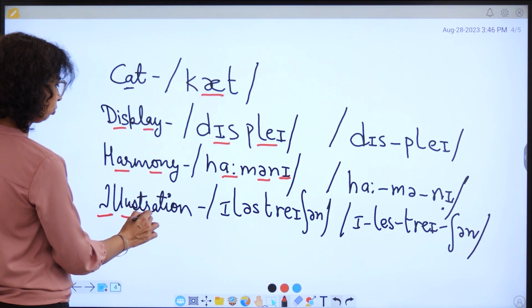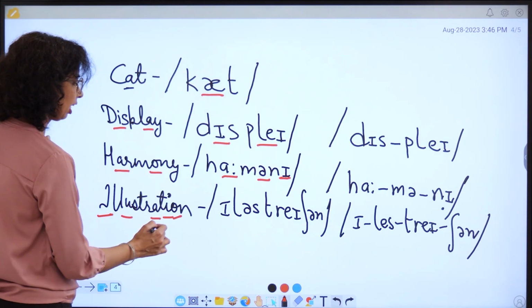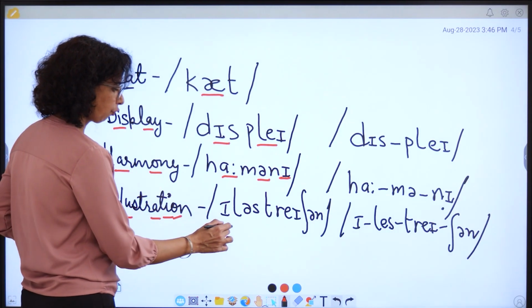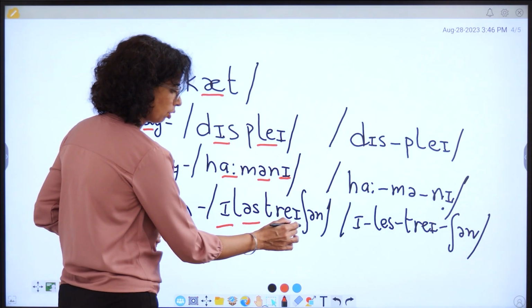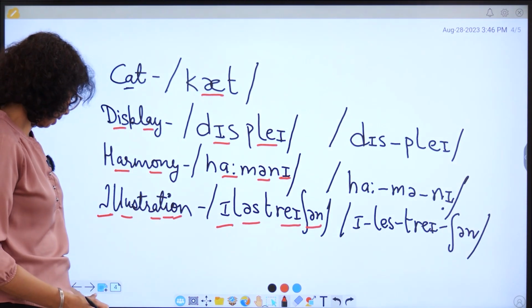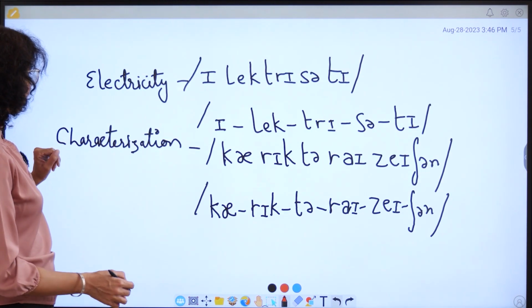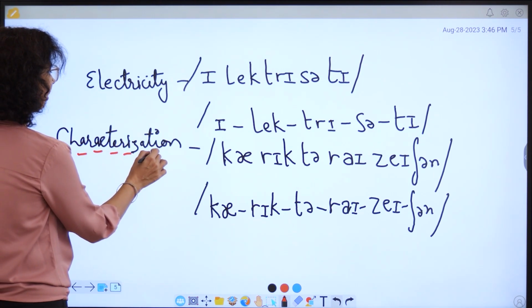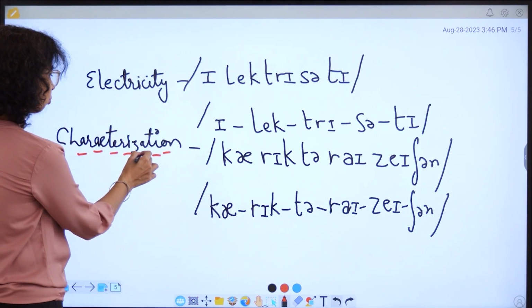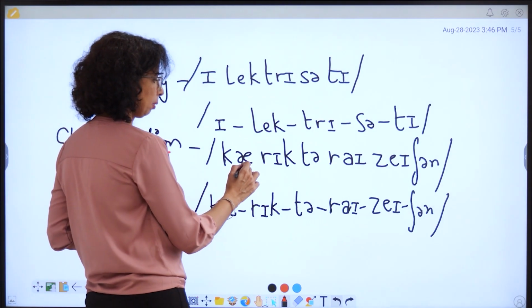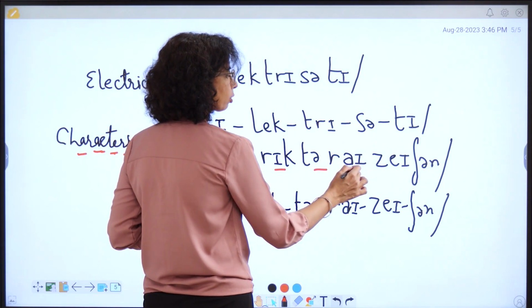1, 2, 3, 4, 5. But the classification over here is showing us only four. 1, 2, 3, 4. Same goes with this characterization. A, E, I, O. 1, 2, 3, 4, 5, 6, 7 for us. But the division which we have made is of six only.